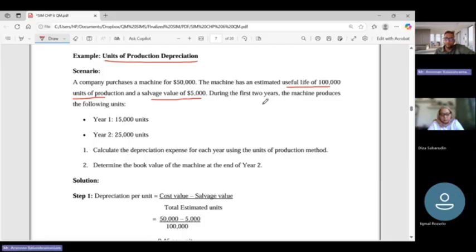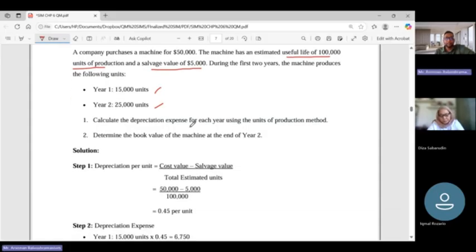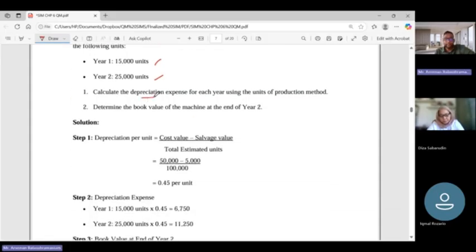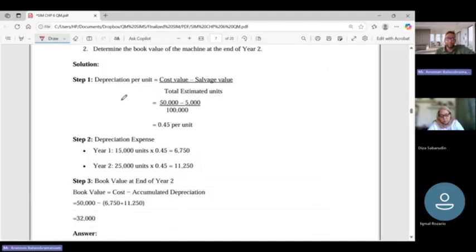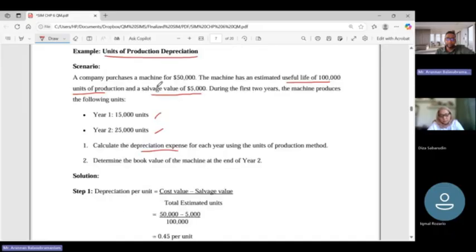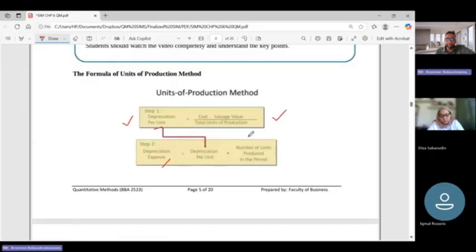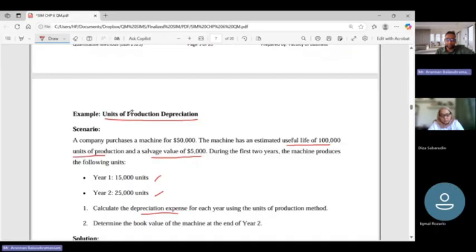So for the first 2 years, the machine produces the following units. Let's say the machine is able to produce 15,000 units the first year. The second year is about 25,000 units. So we have to calculate the depreciation expense for each year using the units of production method. And also we have to find out the book value at the end of the year too. So for that, first you apply this formula. You can get this formula from here.